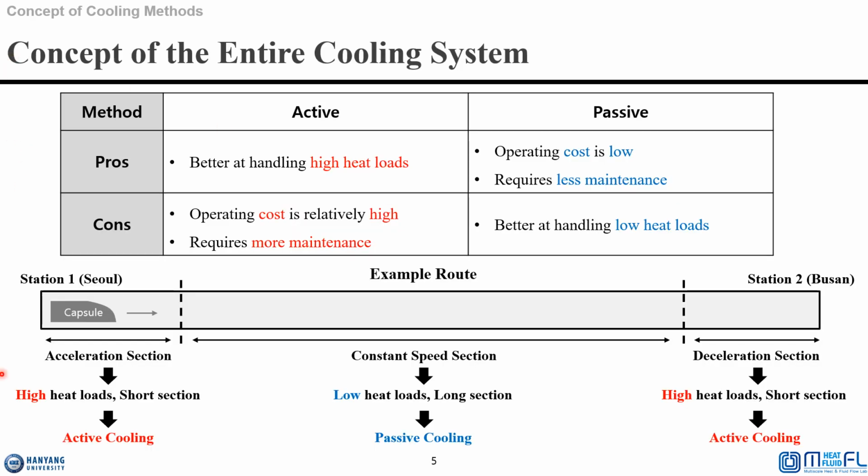We have conceptualized a hybrid approach utilizing both active and passive cooling methods. For the Hyperloop system, the active cooling method proves suitable for acceleration and deceleration sections where thermal loads are high and section length is short. The passive cooling method is applied in the opposite situation. Our design incorporates both active and passive cooling methods tailored to the unique demand of each section.